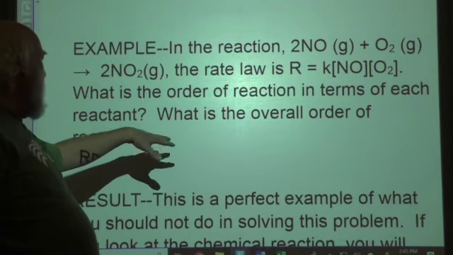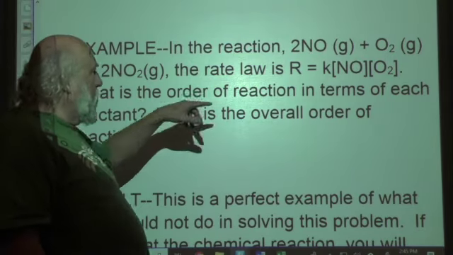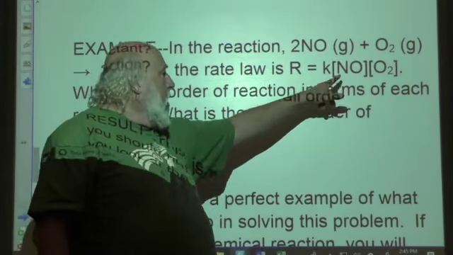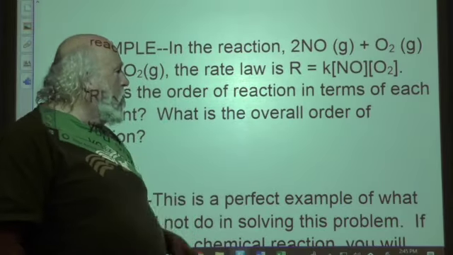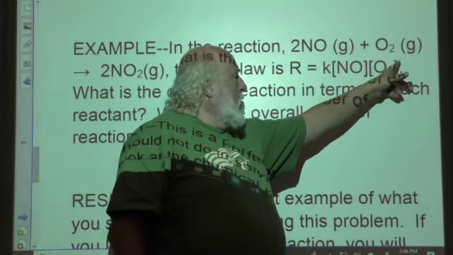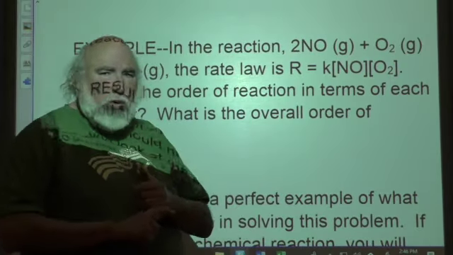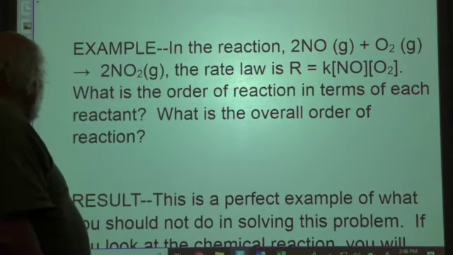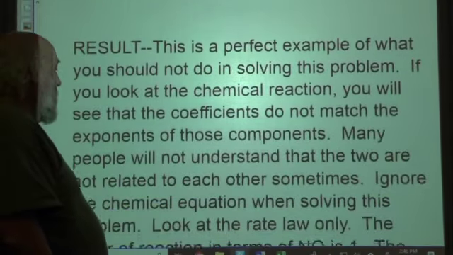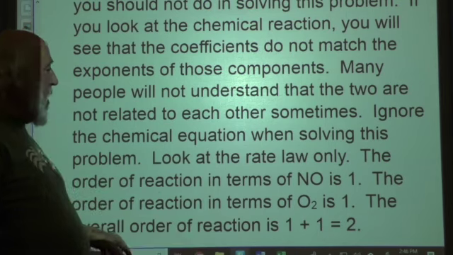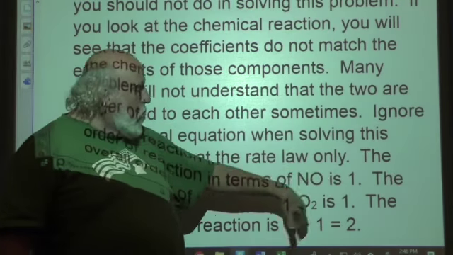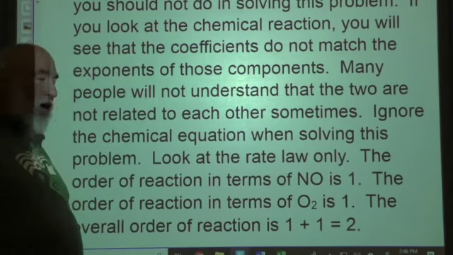So what is the order of reaction in terms of each reactant? The first reactant is NO, and the exponent for that is 1, so this is first order in terms of NO. We have a 1 for an exponent for the O2, so it's first order in terms of O2. So we have first order, and then the overall reaction is the sum of the two exponents, 1 and 1, which is 2. That is the second order reaction.